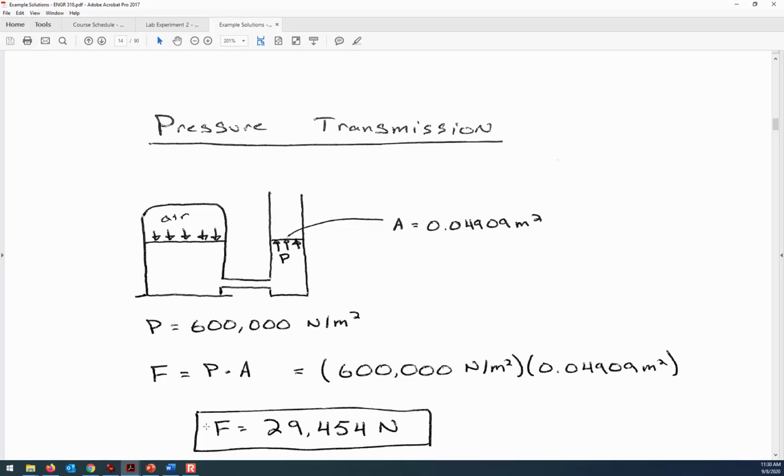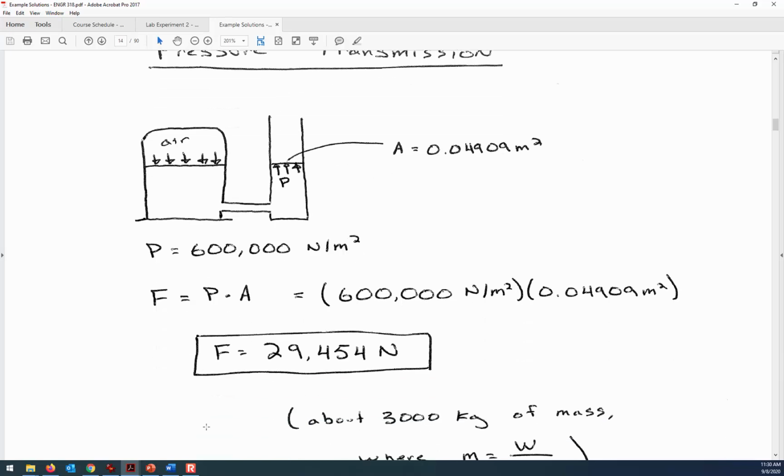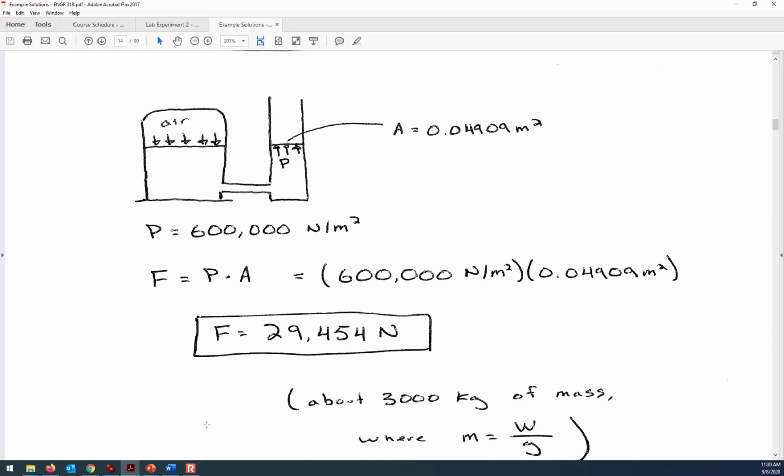And so if you multiply the pressure over the area by which it acts, then you can find that it's able to lift a force of 29.4 kilonewtons. And just for perspective, that's about 3,000 kilograms of mass. And so 3,000 kilograms of mass is going to be about 7,000 pounds, since there's 2.2 pounds per kilogram. So it can lift something very, very heavy as long as we've got a compressor that can get up to 600 kilopascals.